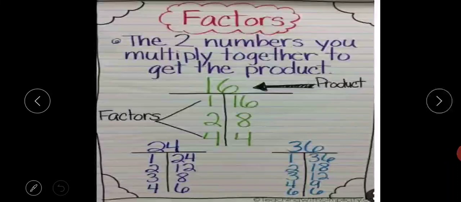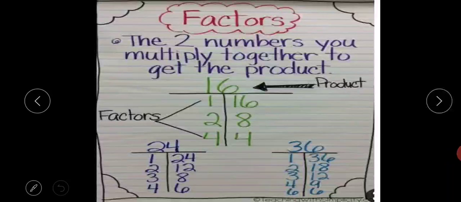What is a factor? A factor is a number that divides the given number with remainder 0. Means a factor is a number that exactly divides the given number. And we can say that the two numbers we multiply together to get the product, the two numbers are factors of the given number.